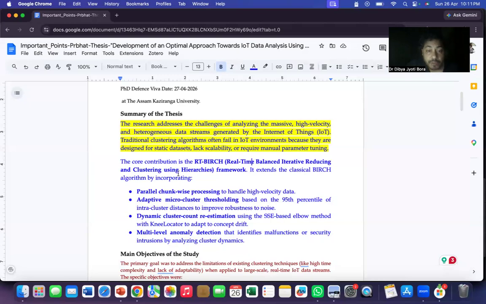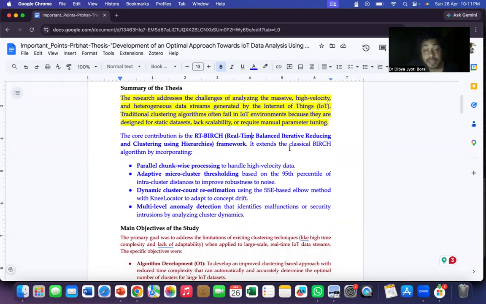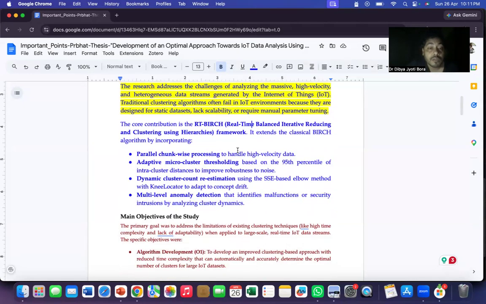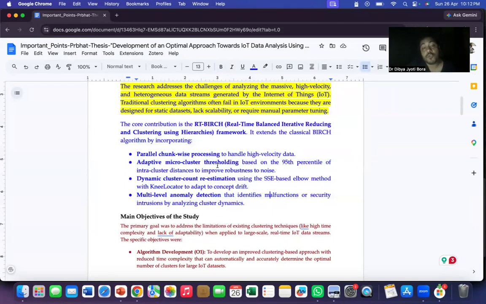If I talk about the core contribution, then the core contribution of this work is RT-BIRCH. This RT-BIRCH stands for real-time balanced iterative reducing and clustering using hierarchies. It is the main contribution, a real-time BIRCH framework, and it extends the classical BIRCH algorithm, for which we incorporate parallel chunk-wise processing to handle high velocity data. You may note that I'm talking about parallel.